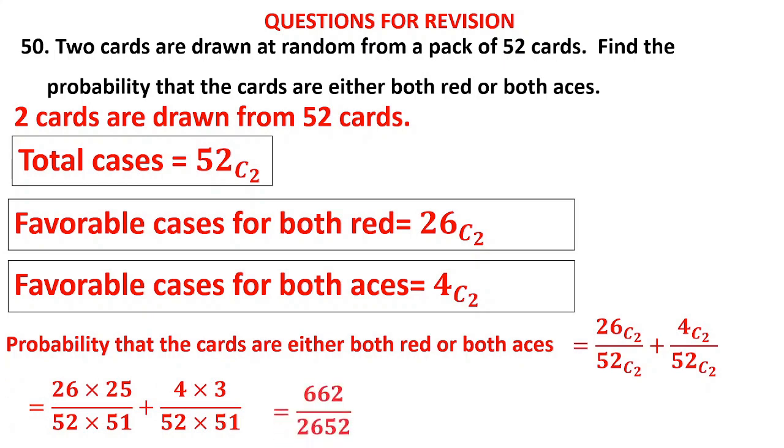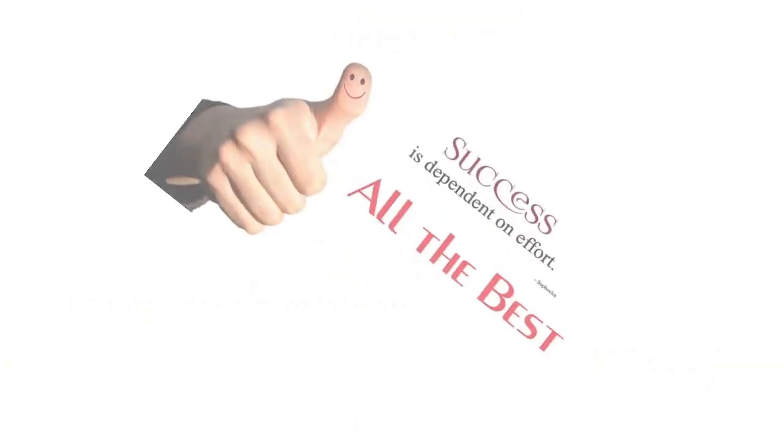I am just taking the LCM directly. Now you can simplify the first term and the second term and do it. The final answer is 622 by 252.